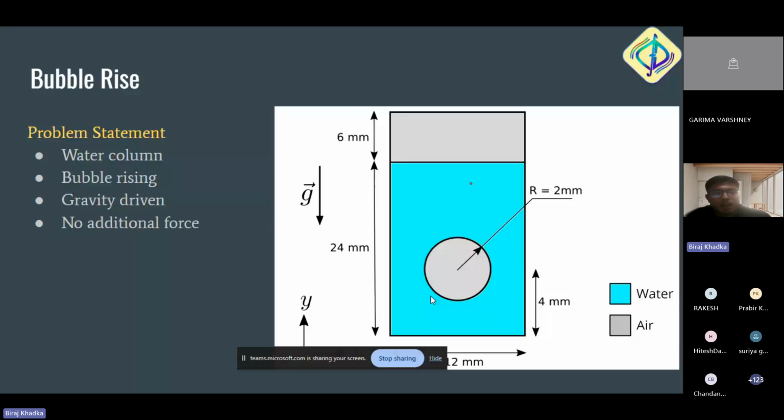Today we are going to discuss the bubble rise simulation, where we have a water column of dimension 30 millimeter by 12 millimeter, and at 4 millimeter height there is a bubble. Inside the bubble there is air, and at a height of 24 millimeter there is an air cavity, and the rest is filled with water. This is purely gravity driven, and no additional force is considered.